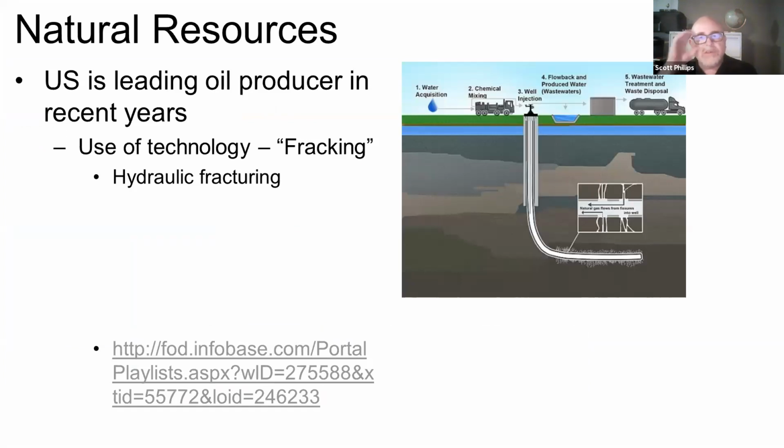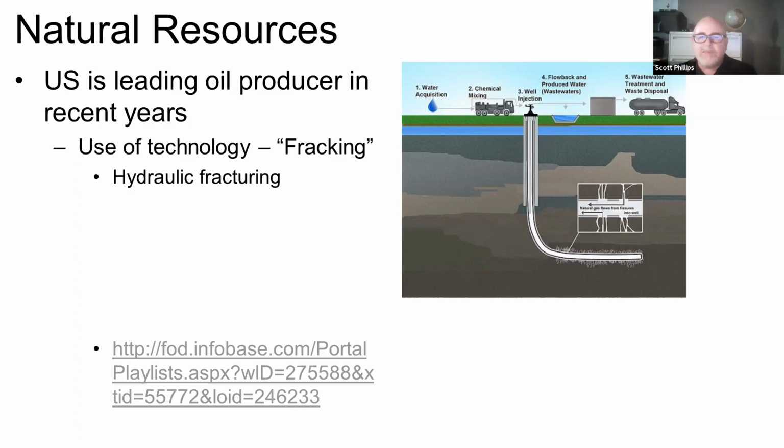Another natural resource that has become even more important lately is oil and gas. The United States, at one time, early on in the history of oil and gas, was the largest producer of oil. It declined for a long period of time, but now the US, along with Saudi Arabia and Russia, is among the top three. And sometimes we become the top oil producer depending on what's happening in the other countries.